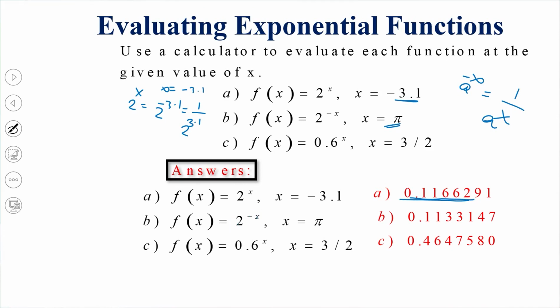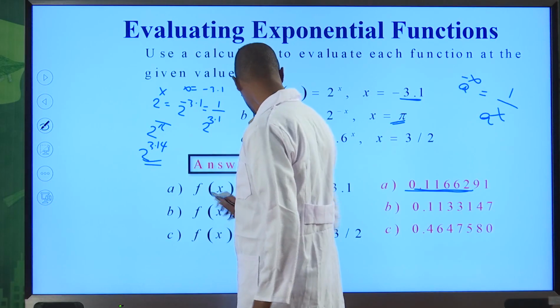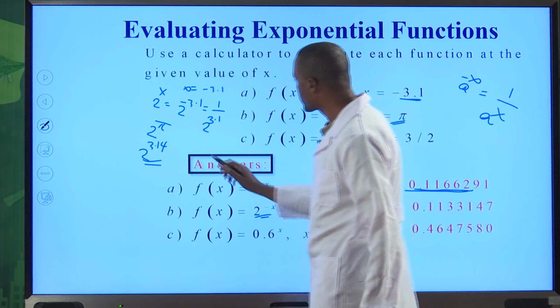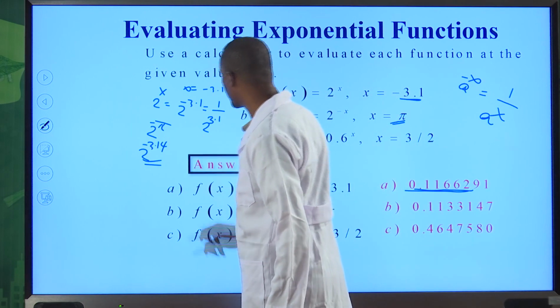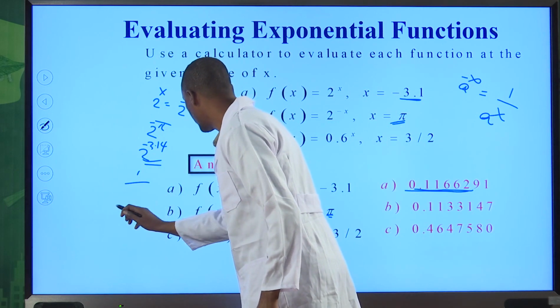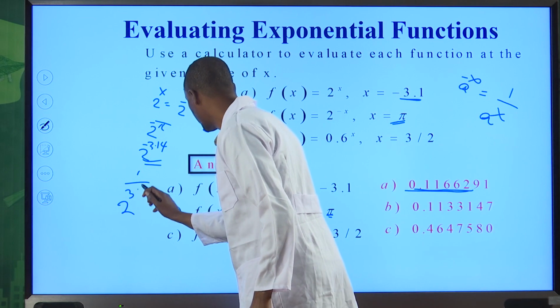For example, I still have 2 to the power of minus x, where my x is pi. In this case, it will be equal to 2 to the power of minus pi, that is 2 to the power of minus 3.14. Because my expression is 2 to the power of minus x, I substitute x to be pi, so it becomes 2 to the power of minus pi. That is again equal to 1 divided by 2 to the power of 3.14.